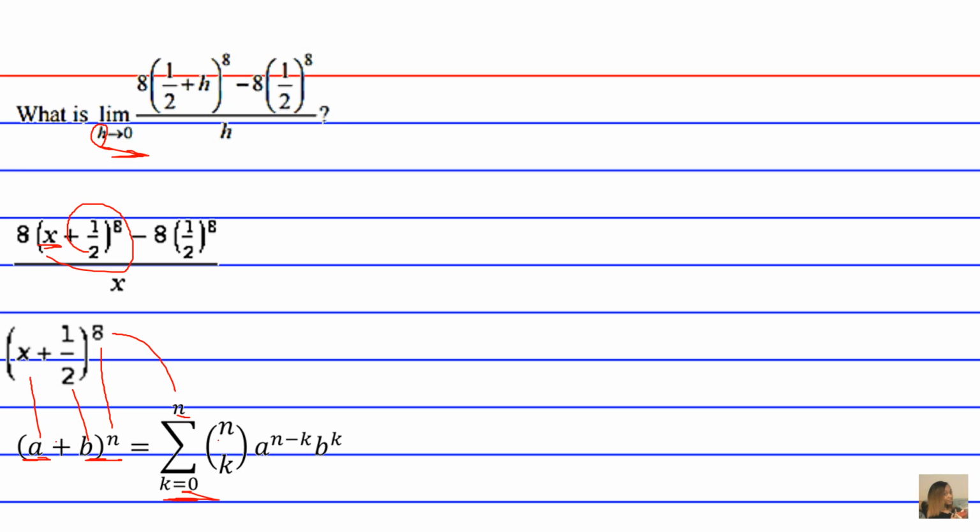of n choose k. This is just combinatorics mathematics that you might have seen in statistics, or you may not have seen. It looks really complicated, but it's really easy. It's just a lot of steps. Times a to the n minus k, that would be 8 minus whatever value of k, so it could be starting at 8 minus 8 all the way down to 0, times b, and b again is 1/2 to the k. So k again takes on any value between 0 all the way up until n, which is 8.